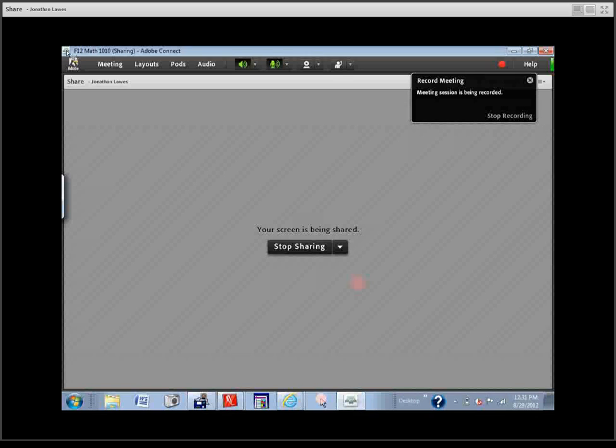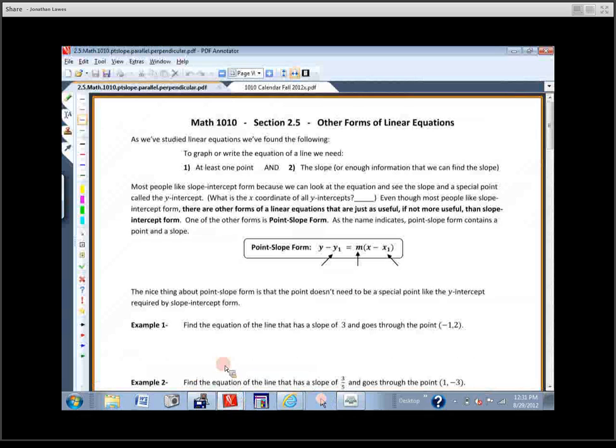Let's go ahead and get started then. This section is 2.5. It's more on linear equations. So some different forms of linear equations and then some other fun things that we can do.